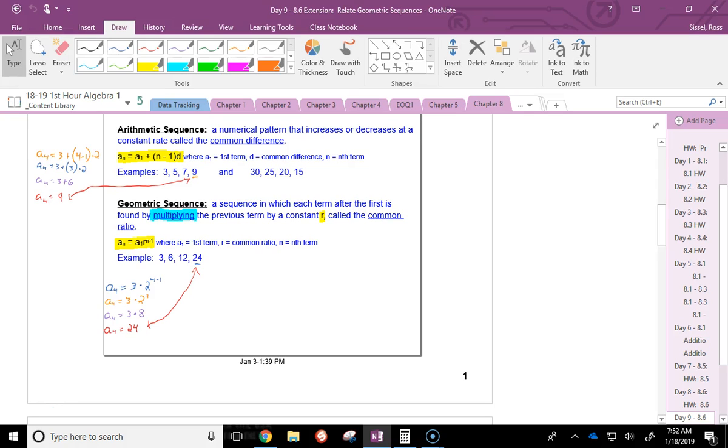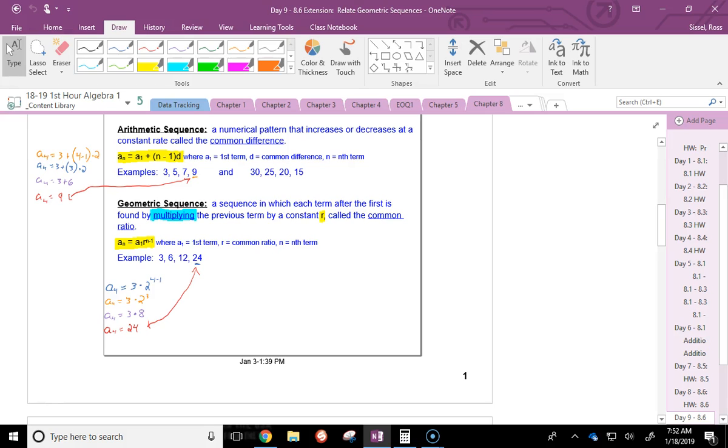They said 3, 5, 7, 9. This is part of an arithmetic sequence. And the reason is the pattern is just they're adding 2. Every time it's increasing at a common rate of just plus 2.